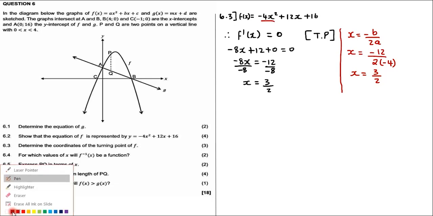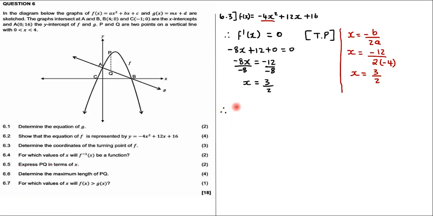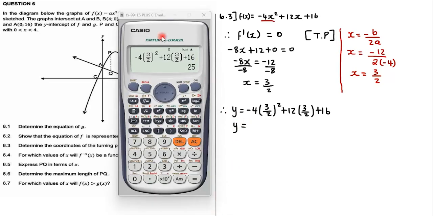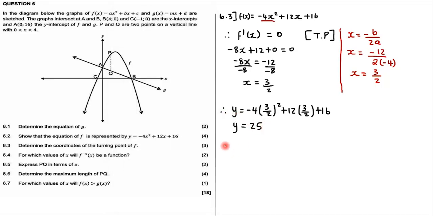All right, now that we have our value, we need to substitute it into our original equation so that we can get its y value. So minus 4 times 3 over 2 squared, plus 12 times 3 over 2, plus 16. Pressing this in your calculator, it gives you 25. So we write our 25 there, and therefore our turning point will be 3 over 2, 25, and that is how we find our turning point.